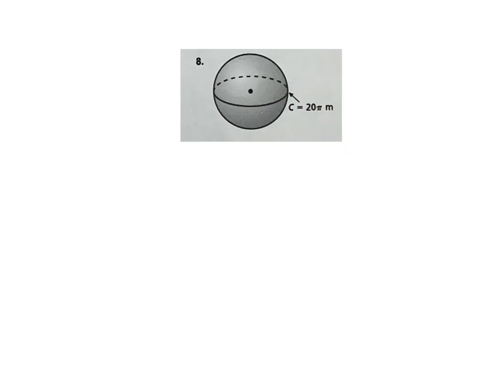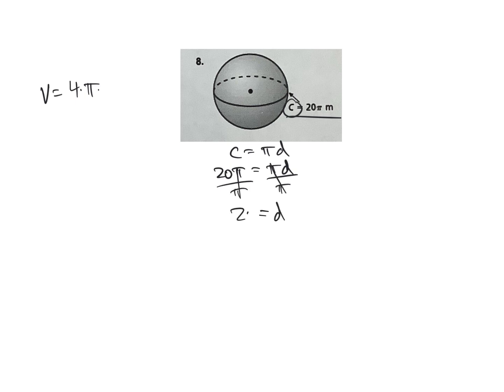Number 8 here. The volume is 4 times pi times the radius. Well, how do we get the radius? We have the circumference. Circumference is pi times the diameter. It tells us what c is here. It's 20 pi. So how do we find d? We divide off the pi. So the diameter is 20, so the radius must be 10. So now we put 10 and cube it, and then we'll divide by 3, and we'll get our volume.